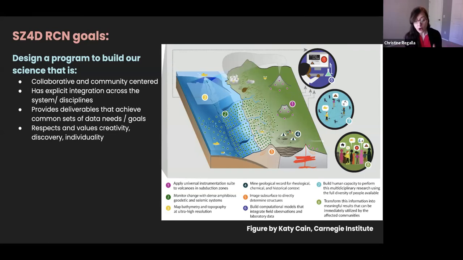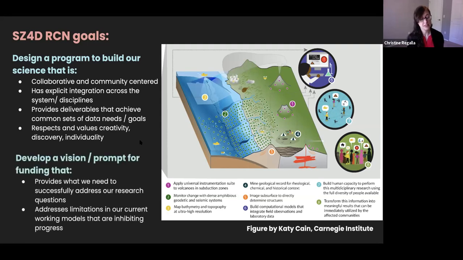But SZ4D also needs to respect and value the creativity and discovery and individuality of individual researchers, so that researchers have opportunities to continue to do their amazing work and have space for their ideas and discoveries to impact how the program and how the science evolves. So exactly where SZ4D will lie in the spectrum of community level versus individual level science is still being discussed.